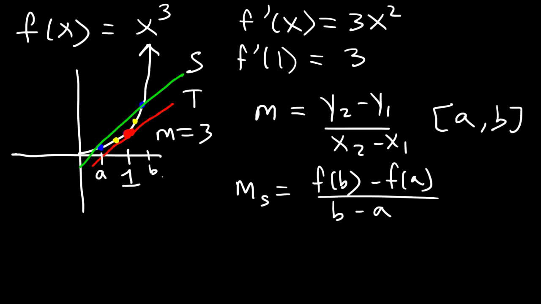So let's see if we can estimate the slope of the tangent line using the slope of the secant line. The slope of the tangent line in our example is equal to 3. It's basically this number right here.